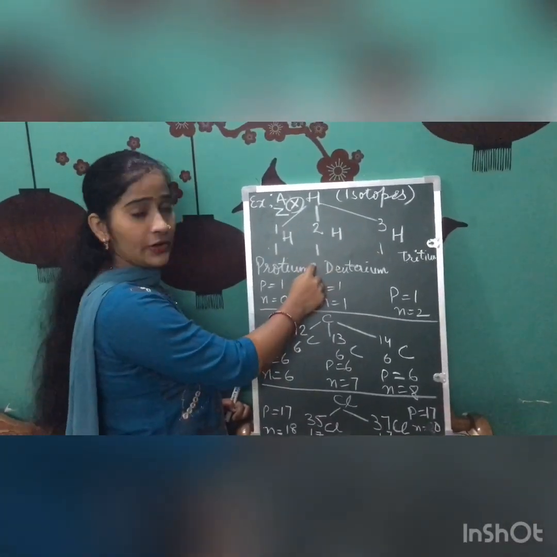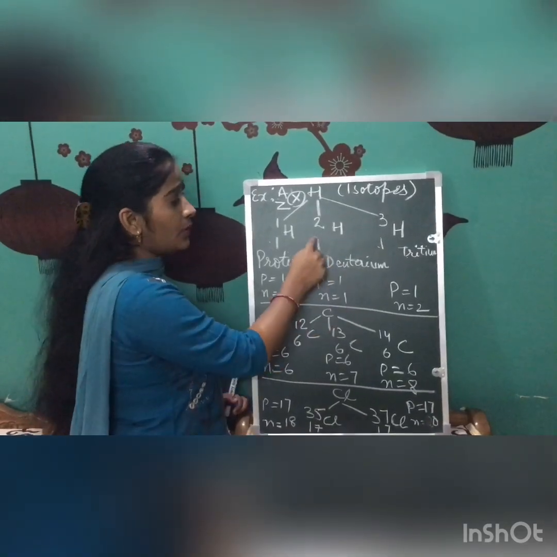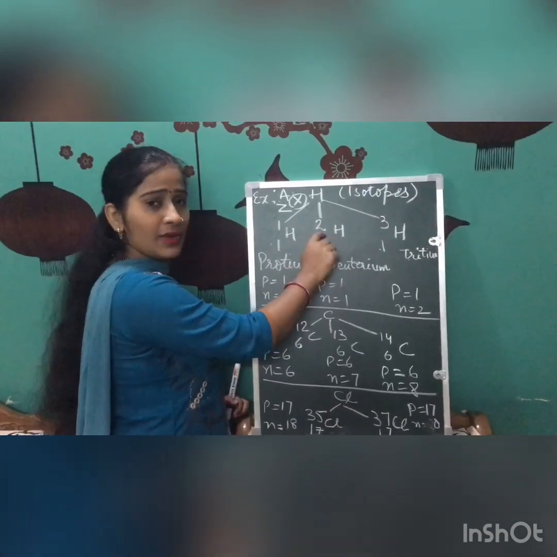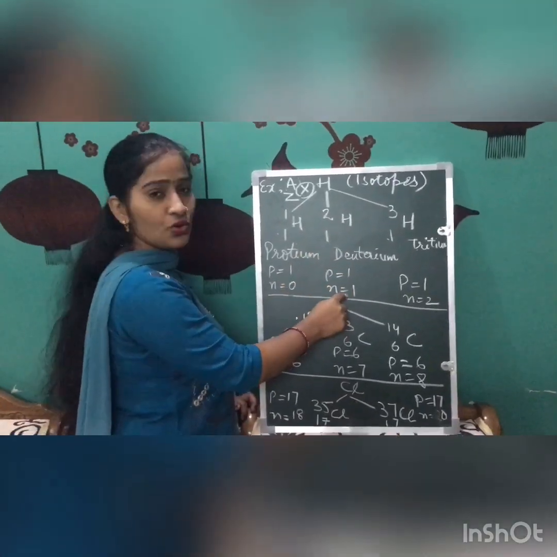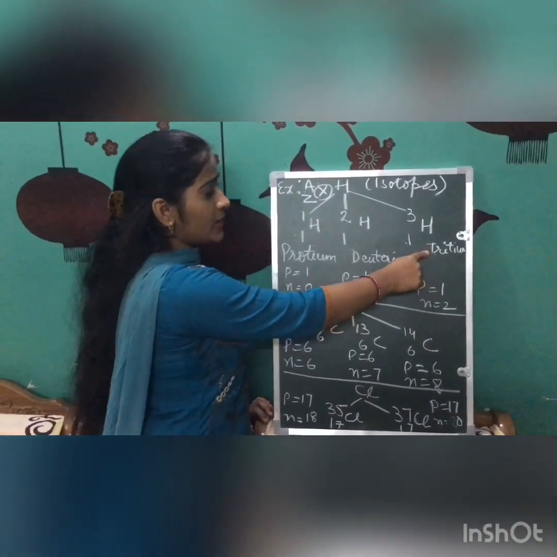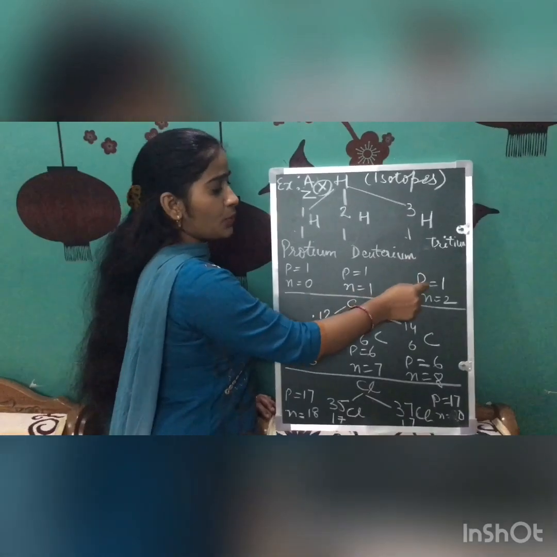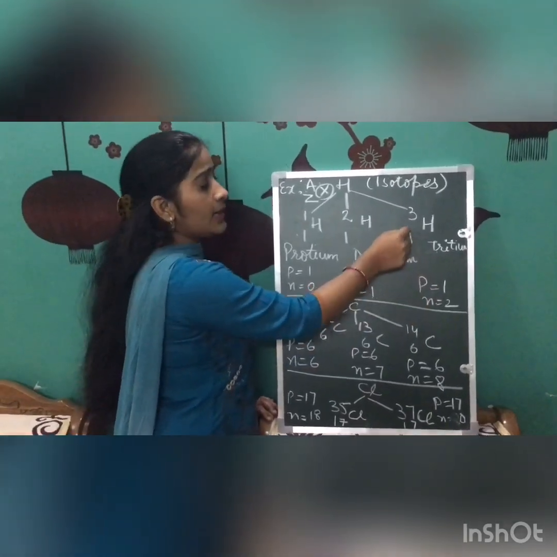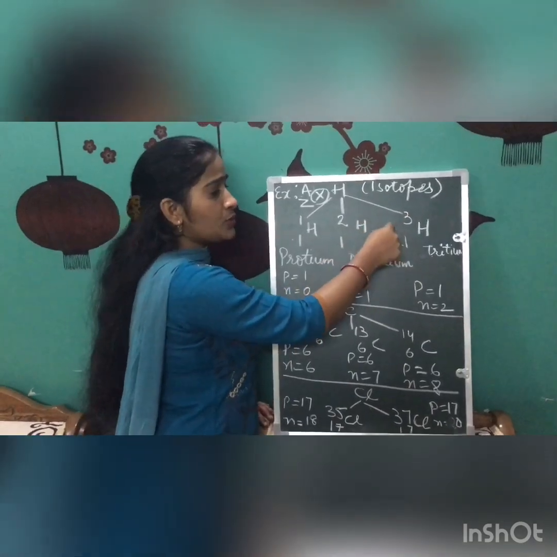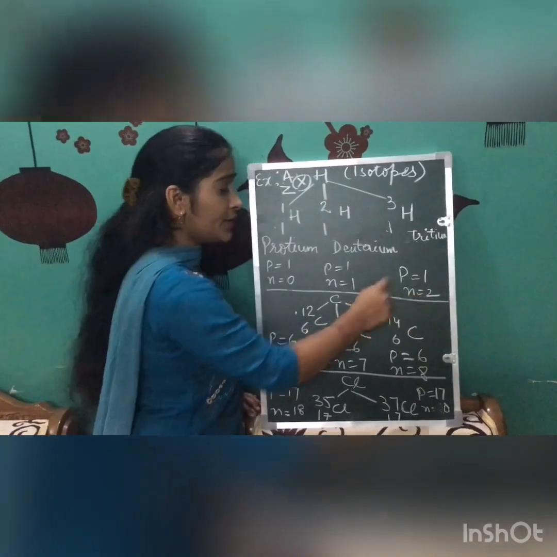Now in deuterium, it has one proton, but the mass number is 2. That means one is a proton and the other will be a neutron. So the number of neutrons is also 1 in this case. The third isotope is tritium, class, students. 1 is the atomic number. That means what is the proton number? 1. And mass number is the sum of protons and neutrons. If proton is 1, how many neutrons are there in the nucleus? The number of neutrons is 2 here.